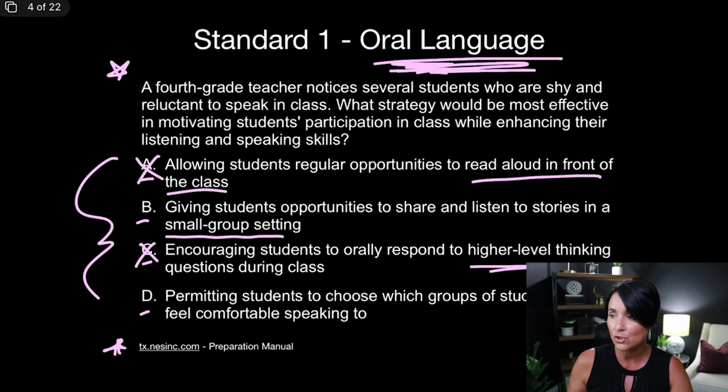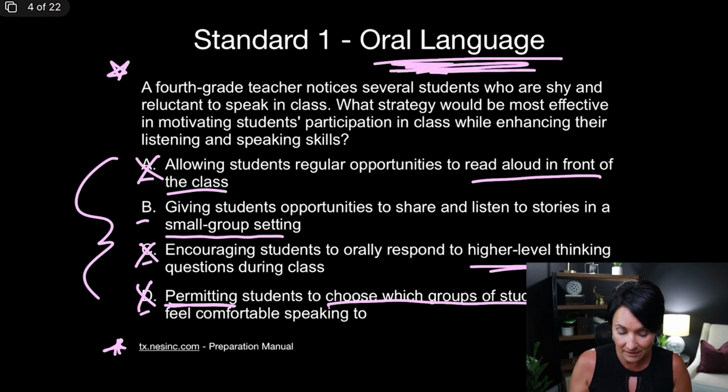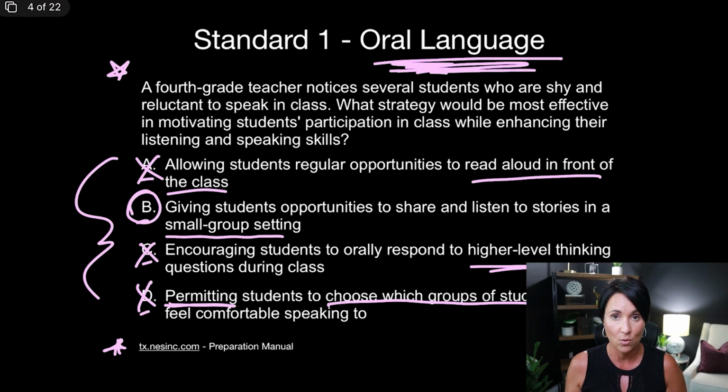And D, permitting students to choose which groups of students they feel comfortable speaking to. All right, this one has all kinds of problems because permitting is not the best word. We want to encourage. Permitting kind of means we're letting them break the rules. And have students choose which groups of students they feel comfortable speaking to. That could be a hot mess because everybody chooses their friend and then you've got a problem with the cooperative learning here. So I don't like that at all. Looks like B is our correct answer here without even reading the question. But let's just take a look at the question first.